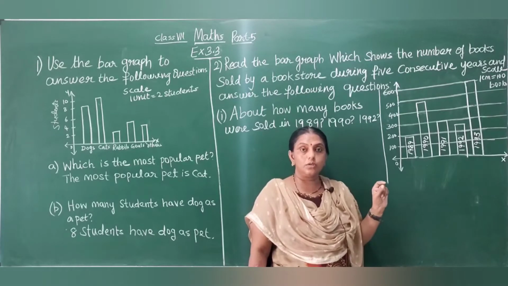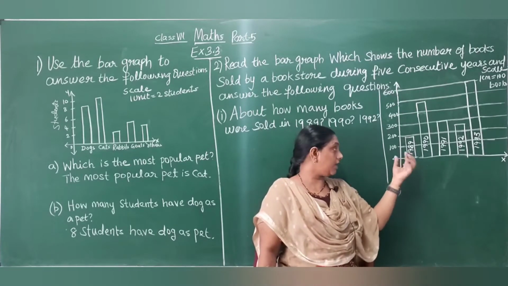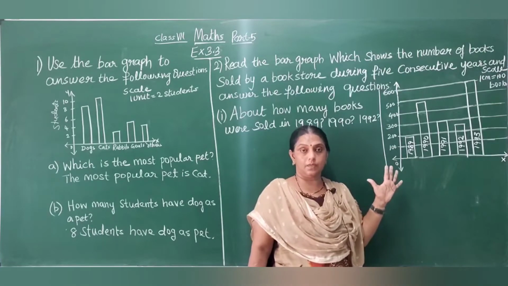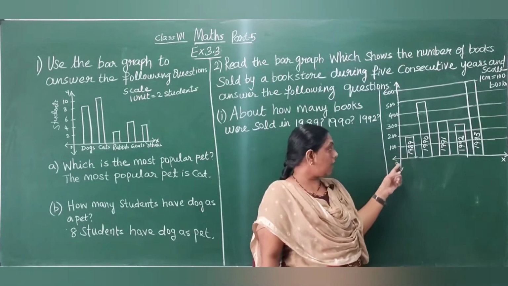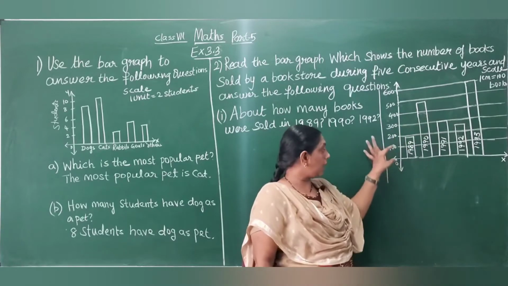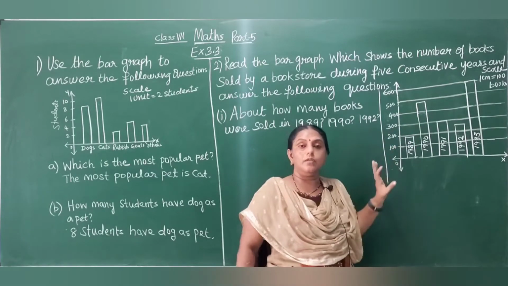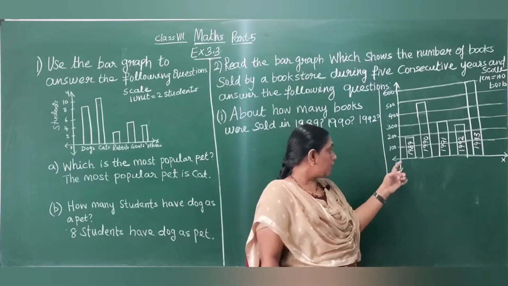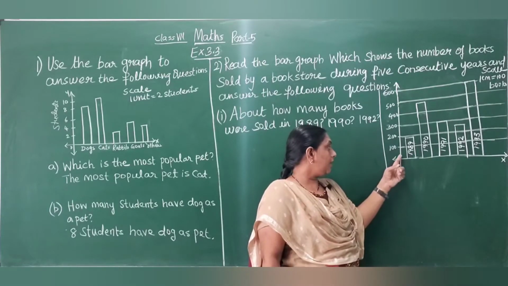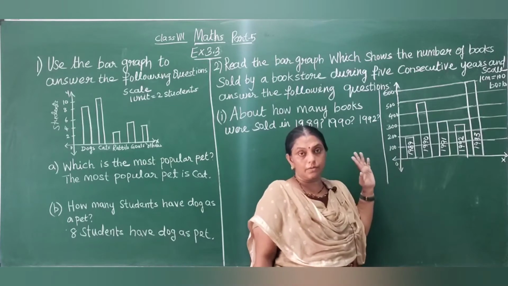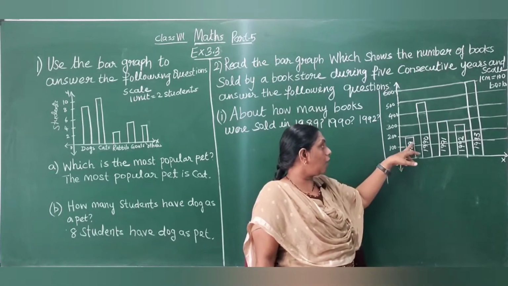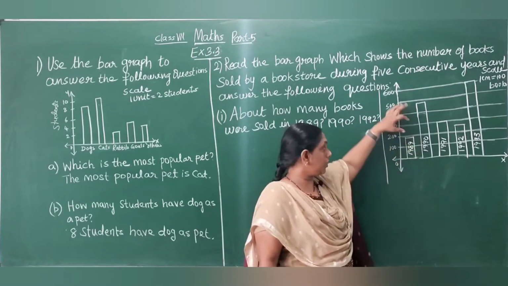In your textbook, the graph is given with 5 lines between 0 and the first line. So if you take 100 books, 100 divided by 5 will become 20. So one line you have to consider as 20. So 5 lines means 20, 40, 60, 80, 100. According to that, in 1989, how many books were there? 180, one line is there.